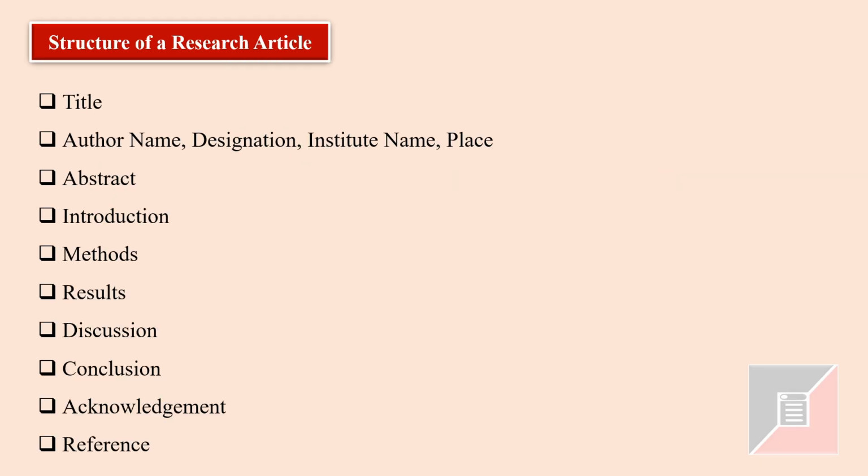Some of the structures of a technical paper are: title, author name, designation, institute name, place, corresponding author email ID, abstract, introduction, methods, results, discussion, conclusion, acknowledgement, and references. Some small changes will be there depending upon the discipline.